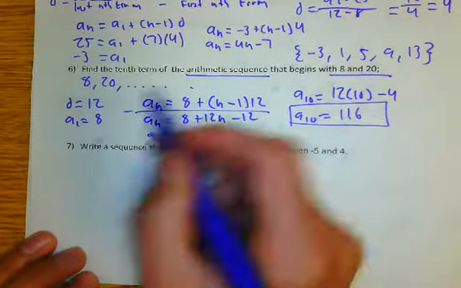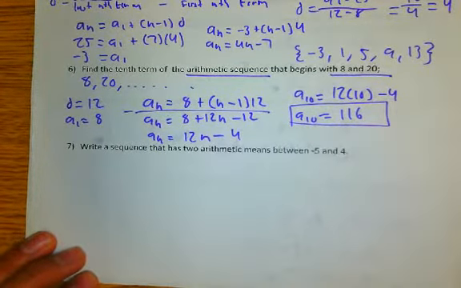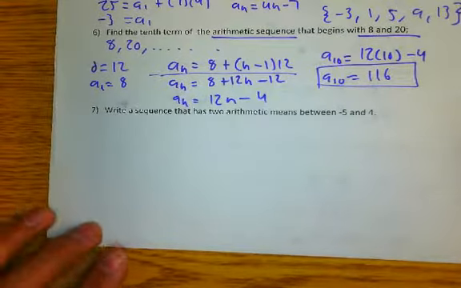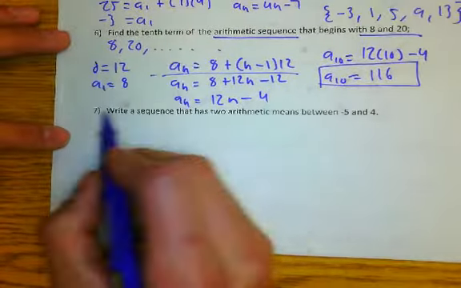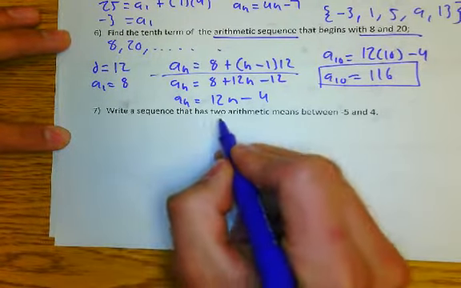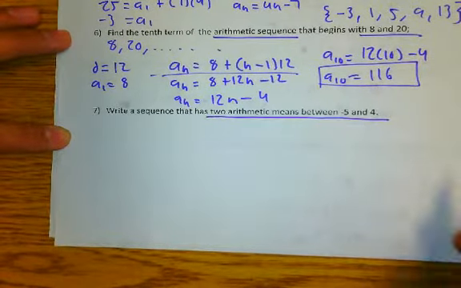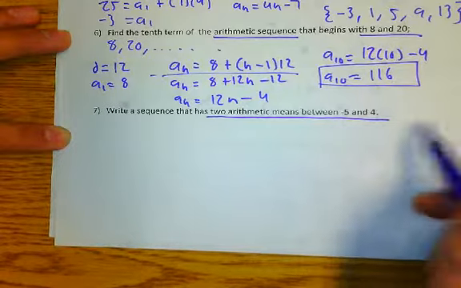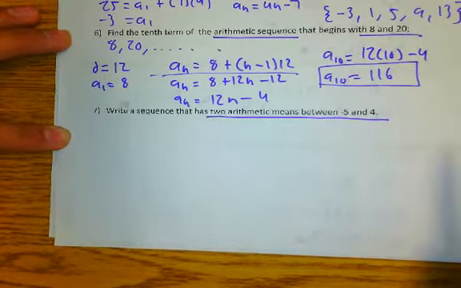Alright, number 7, it's actually relatively simple. It all has to do with vocabulary, so I just want to make sure that you understand what this means because this will be on the test. Write a sequence that has 2 arithmetic means in between these 2 numbers. Notice that they don't tell you what term this is. They don't tell you if this is the first, the 10th, or whatever. But since they told you it's arithmetic, make it the first one. Why not? So the first one's -5.